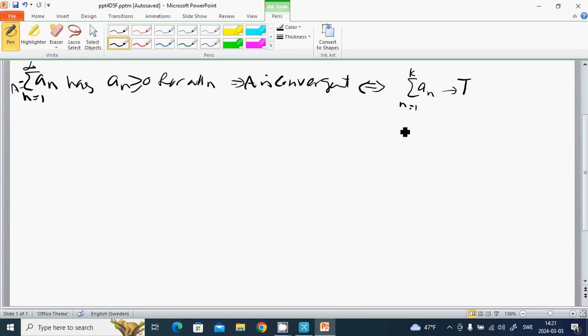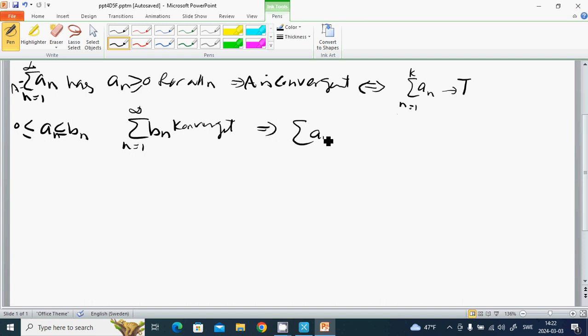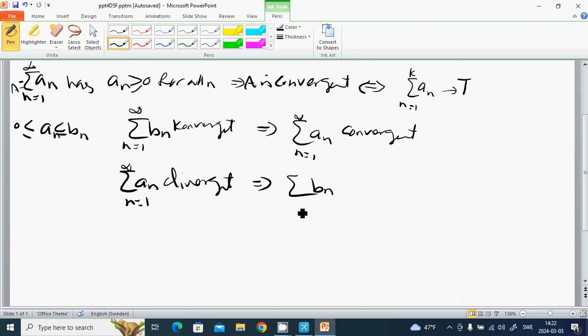And if we have An positive and less than Bn, then if Bn is convergent, then An is convergent. And if An is divergent, then Bn is divergent.